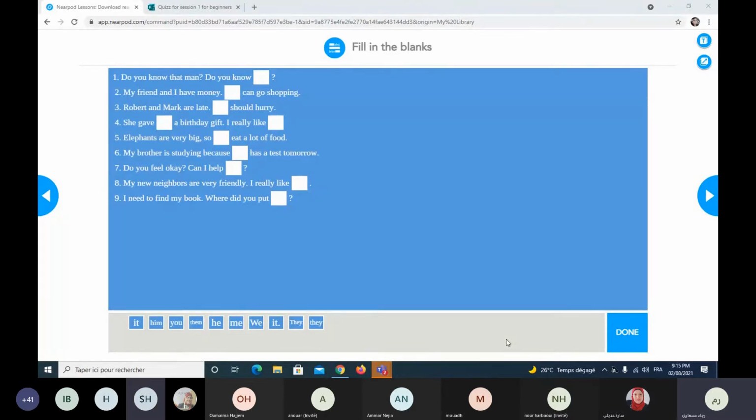Number 5. Elephants are very big, so they eat a lot of food. Okay, Sarah. Usually for an animal we use it, but here you have elephants with S in the plural, okay? So if it is in the plural, we use they. Cows, cats, dogs. Yes.